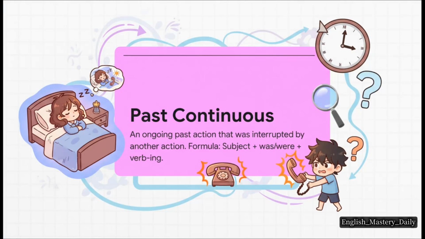And our last core tense for today is past continuous. This one is just perfect for setting a scene in the past. It describes an ongoing action that gets interrupted by another, shorter action. You've probably heard the classic example. I was sleeping when the phone rang. The sleeping was in progress, and boom, the ringing interrupted it.